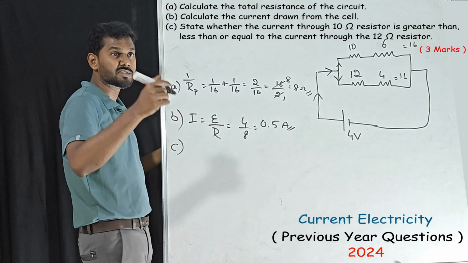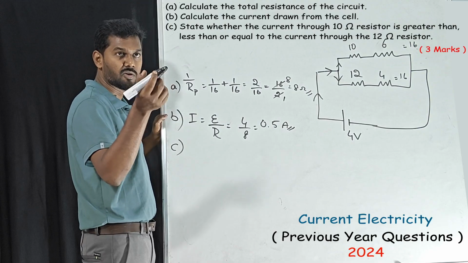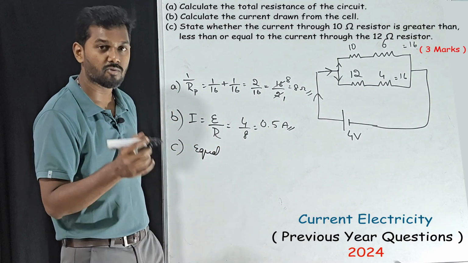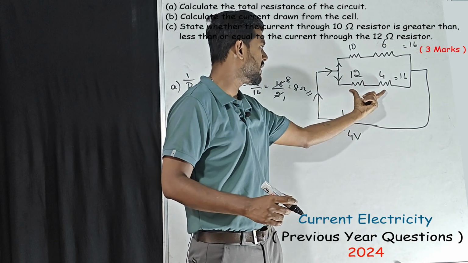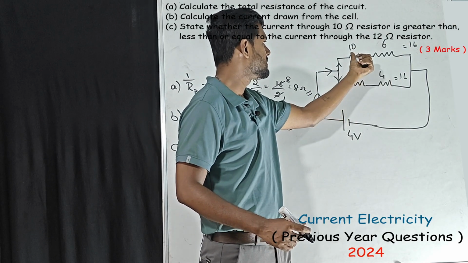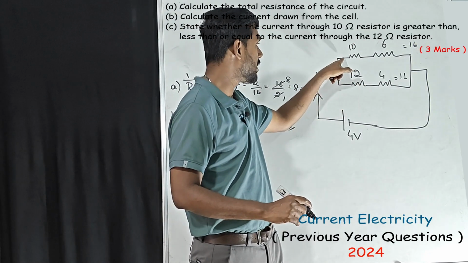So find what is the answer, whether the current through the 10 ohm or 12 ohm resistors will be equal. Current will be equally divided. Why? Because in both the paths we have the same resistance value. 12 plus 4 is 16, 10 plus 6 is 16. You should not see only 10 and 12. You should see the complete path.